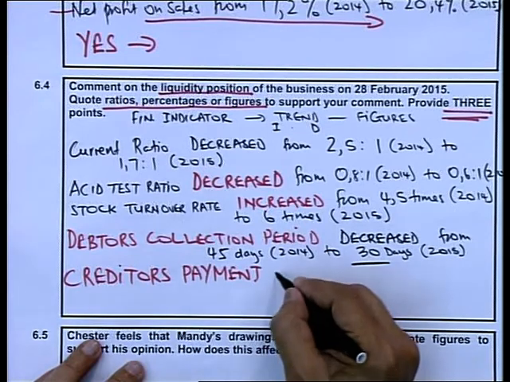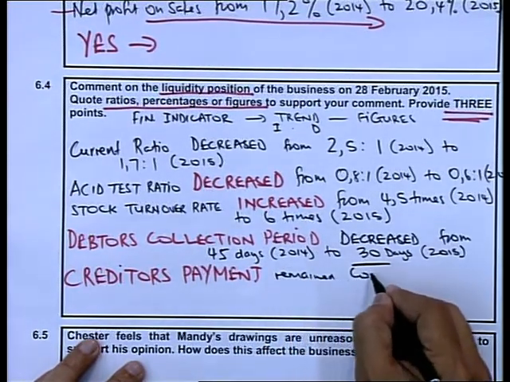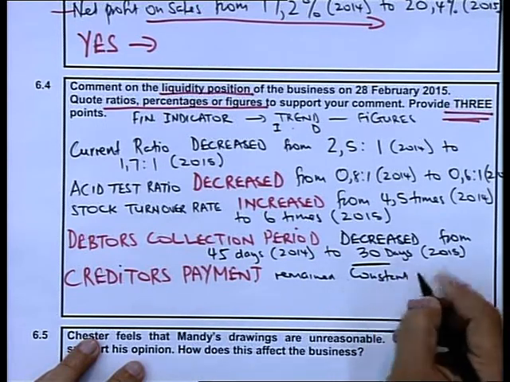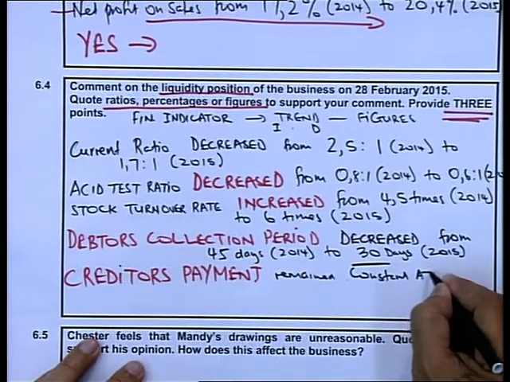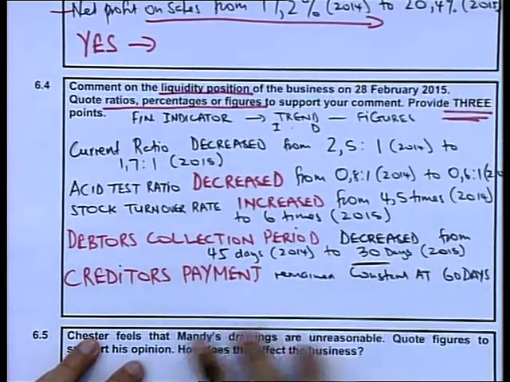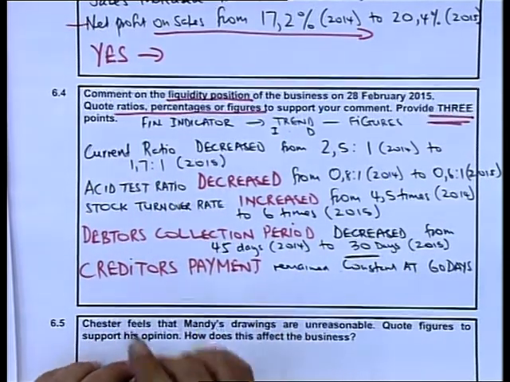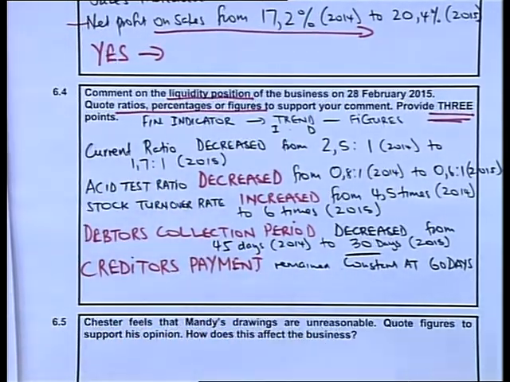So we can say it remained constant at 60 days. In other words, we're only paying them after 60 days. So this partnership won't have any liquidity problems.